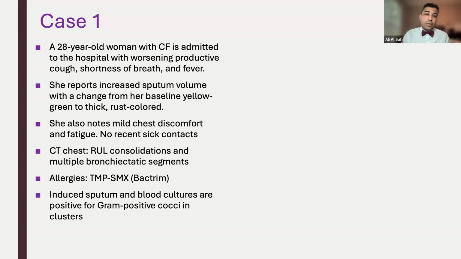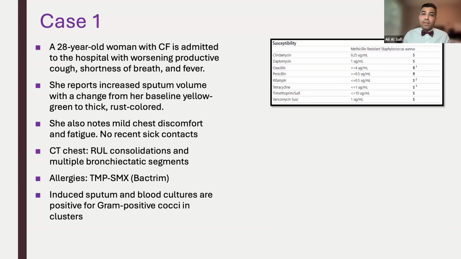She's allergic to Bactrim, or trimethoprim-sulfa, and her induced sputum and blood cultures are positive for gram-positive cocci in clusters. We wait for the susceptibilities, and they come back with methicillin-resistant Staph aureus. It's fairly susceptible to certain antibiotics, as we expect, and resistant to basic penicillins.